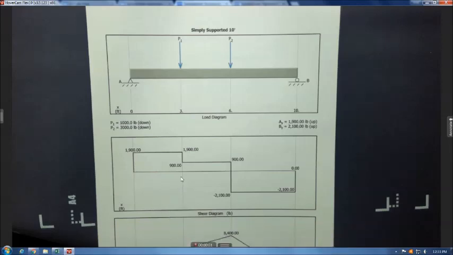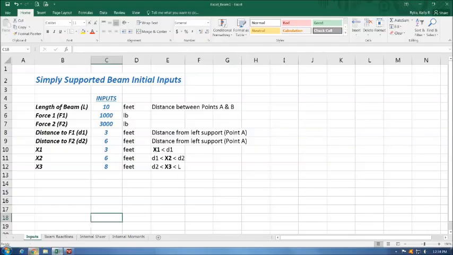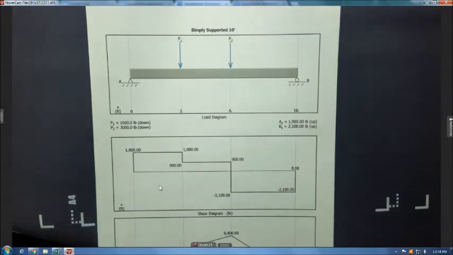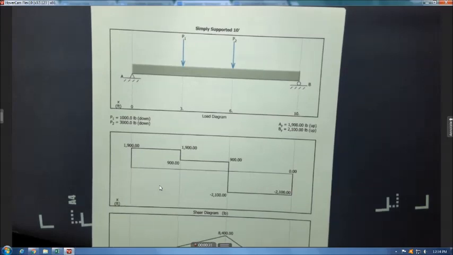Okay, so for our last spreadsheet assignment, if we look at the final problem, it is going to be a beam spreadsheet. And what I've done is I've chosen to have you write a spreadsheet that is going to be based on a simply supported beam.